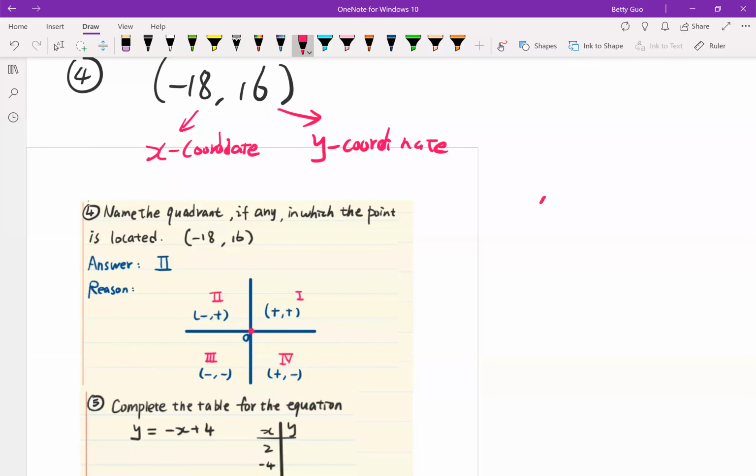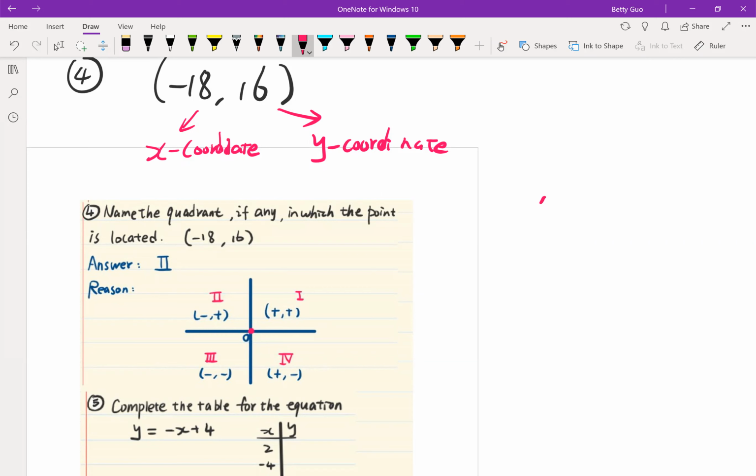Coordinate. If the x-coordinate is positive, that means the point is to the right of the origin. If it's negative, it means the point is to the left of the origin. For the y-coordinate, if it's positive, the point is above the origin. If the y-coordinate is negative, then the point is below the origin.